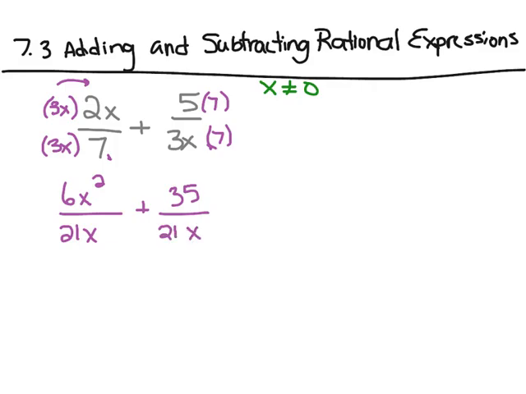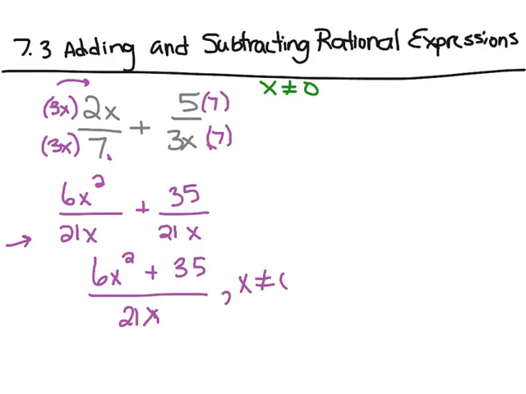Make sure you get to this step and see that your denominators are the same. From here, we just add the numerators. Do not add the denominators, just leave them. So on the top, you should have 6x squared plus 35 all over 21x. And check to see if it can be simplified. This one can't. So when x does not equal 0.